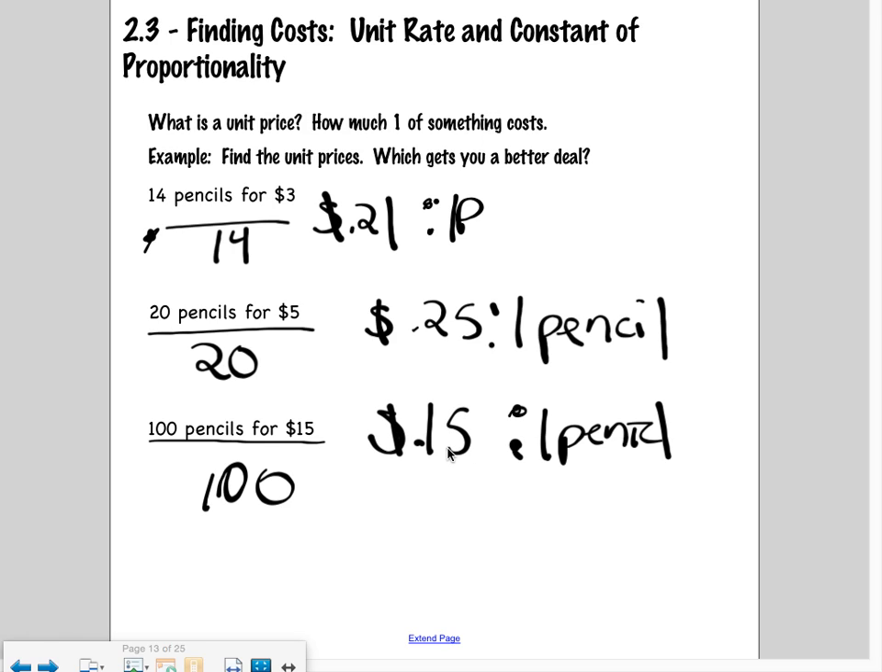So we just found the unit prices for all these 3 quantities, and we want to pick the cheaper one for the better buy. So 100 pencils for $15 would be the better deal. All right, so again, just to reiterate, unit price, how much one of something costs. So 1 pencil in this case.